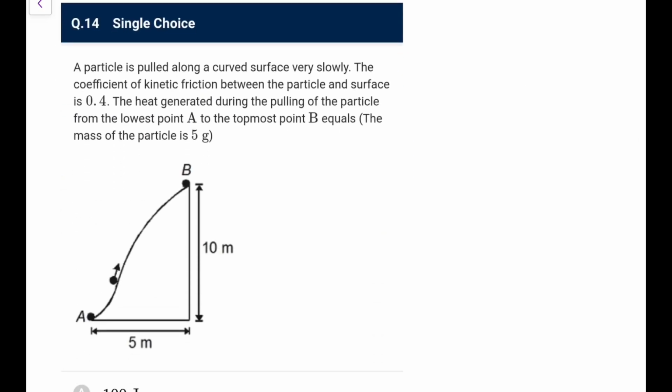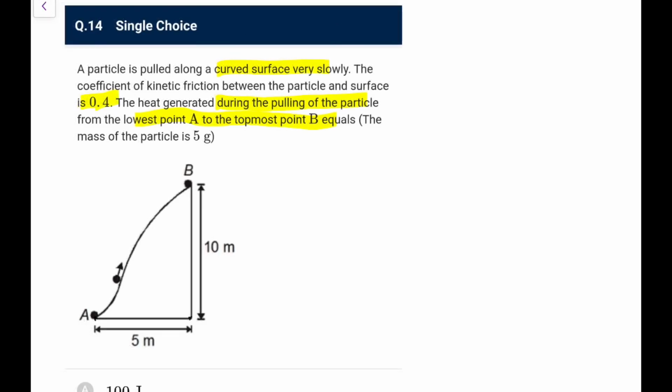A particle is pulled along a curved surface very slowly. The coefficient of kinetic friction between the particle and surface is 0.4. The heat generated during the pulling of the particle from the lowest point A to the topmost point B equals. Again, I think this paper is testing concepts which are not usually expected from NEET students. Here, this is a very standard concept taught to the students generally at advanced level.